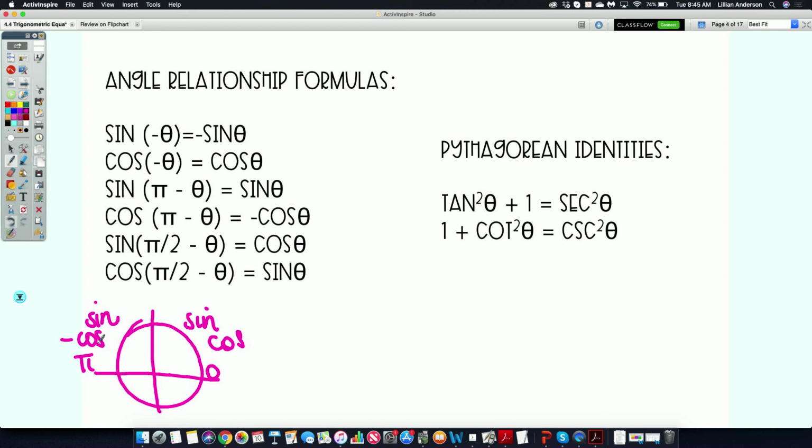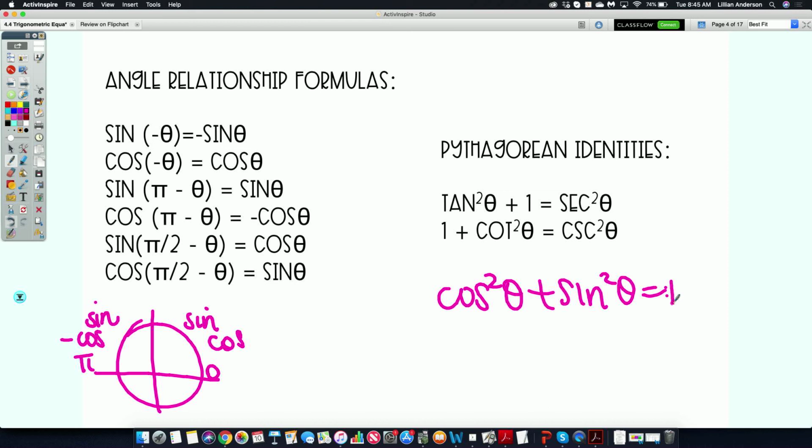Your Pythagorean identities. You have your very first one, which we talked about last week. What's the first Pythagorean identity? Cosine squared plus sine squared equals 1. Let's make sure that we don't forget about our thetas. So cosine squared theta plus sine squared theta is equal to 1.